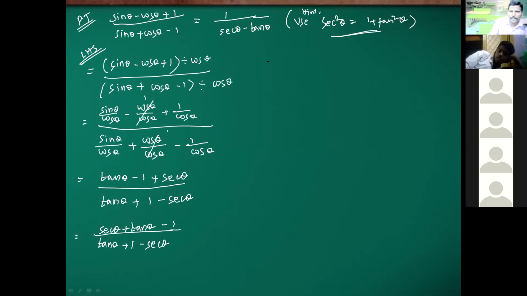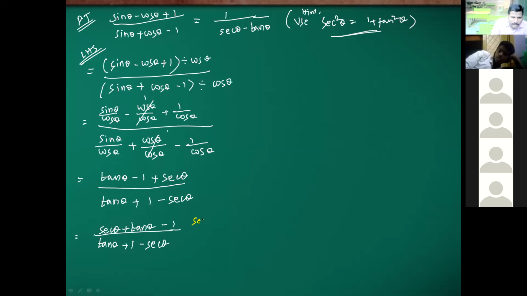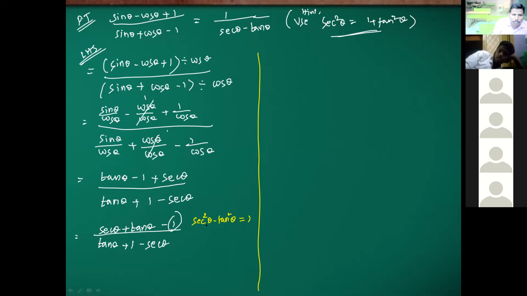You just listen, children. I'm going to use an identity based on secant and tan. We know the identity: secant square minus tan square is equal to 1. This identity I am going to use. Right children? So let's use this identity. Instead of this 1, I am going to give this in the next step.